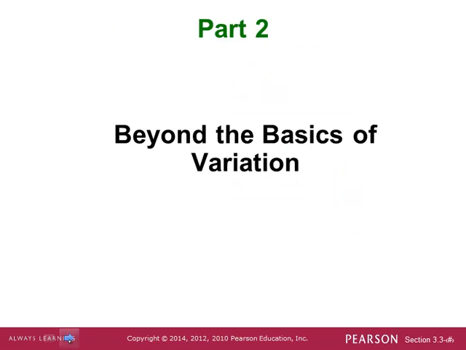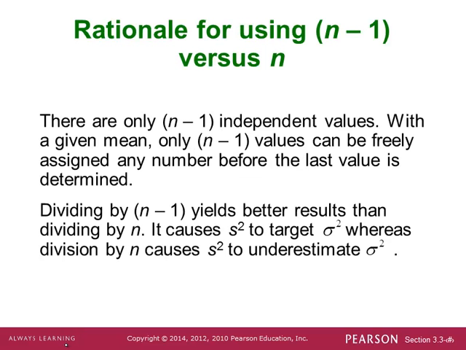So now that you know the basics of standard deviation and variance, again, if you are interested in knowing why we divide by n minus 1, it has to do with the fact that there are only n minus 1 independent values. Remember that we had used n, or all of the data values, to determine X bar.